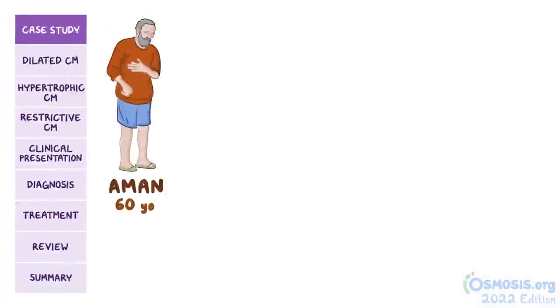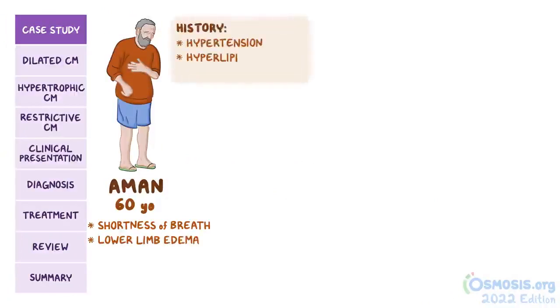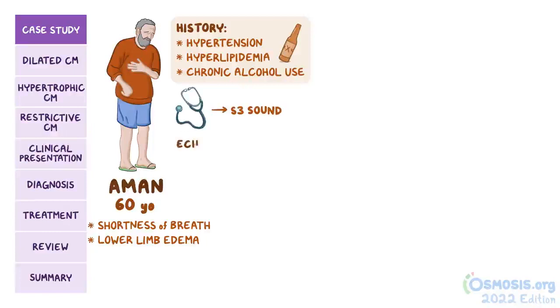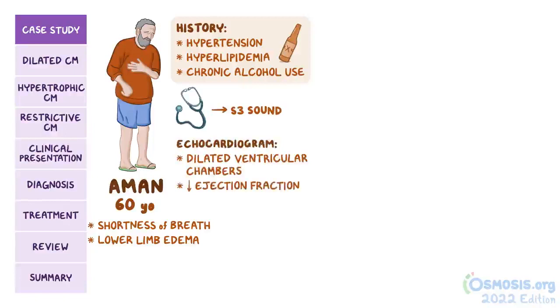Aman is a 60-year-old male who came into the clinic with shortness of breath and lower limb edema for the past 3 months. He has a history of hypertension, hyperlipidemia, and chronic alcohol use. On auscultation, an additional S3 sound is heard. An echocardiogram is performed, which shows dilated ventricular chambers and a reduced ejection fraction.